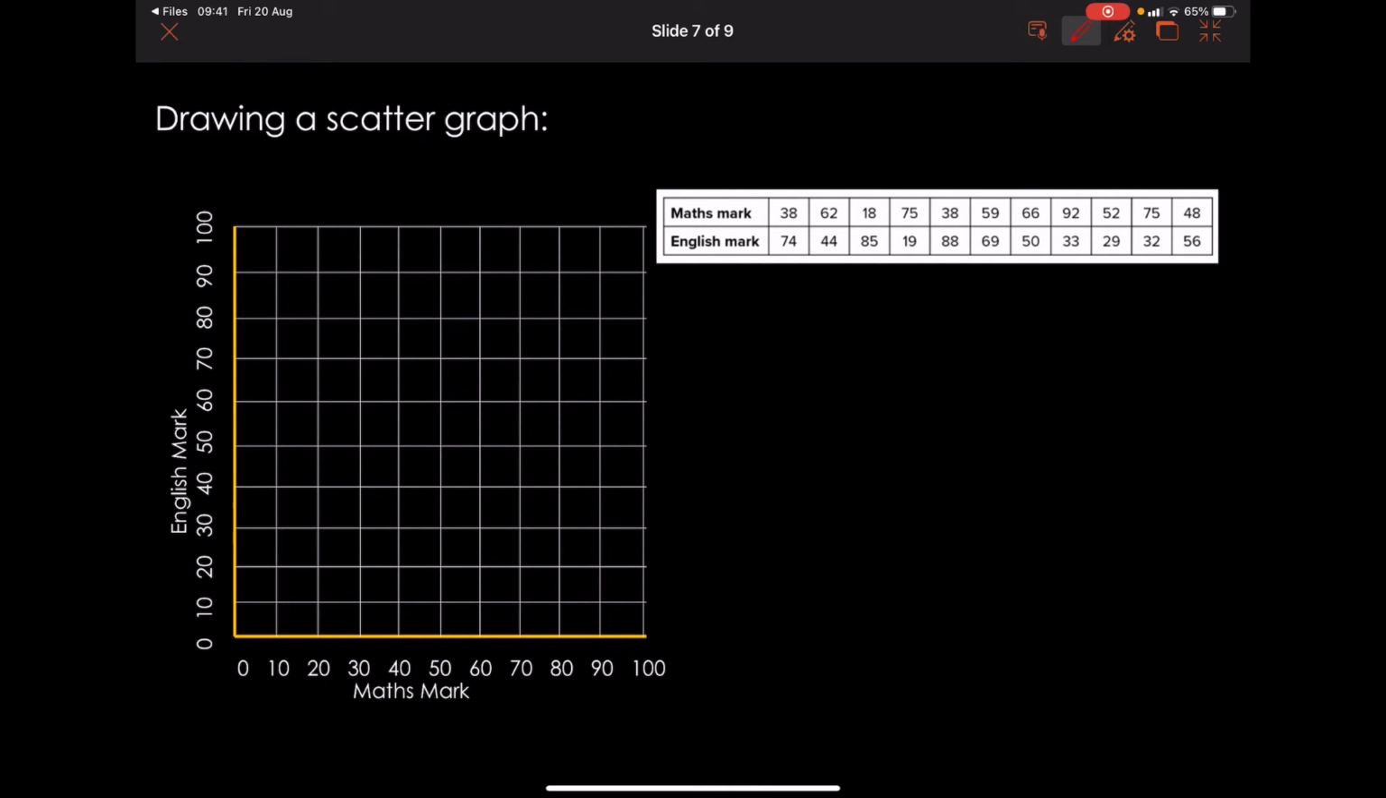Now then, as well, it won't always give you the axes. I've put the axes on here to make it easier. But it won't always. By axes, I mean the grid, the drawing of this, and your values here. It's up to you to decide on the best way to draw this. So because I've got 38, 62, 18, 75, 38, 59, you've been given some maths marks and some English marks, and you've got to plot them on the grid.